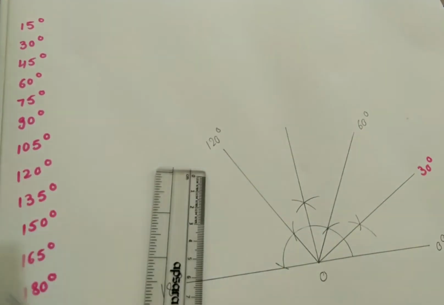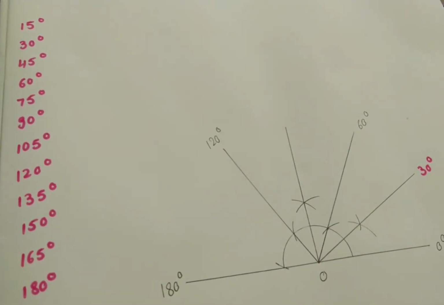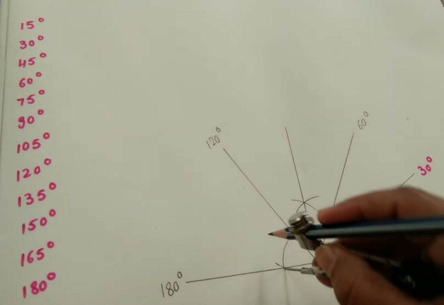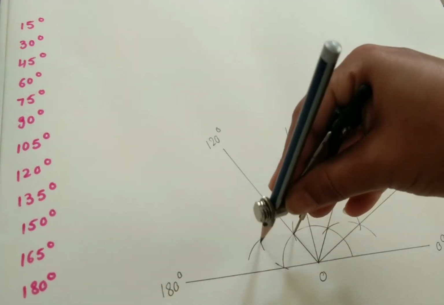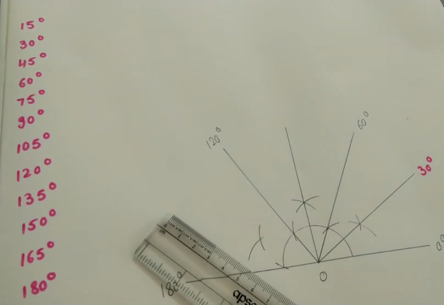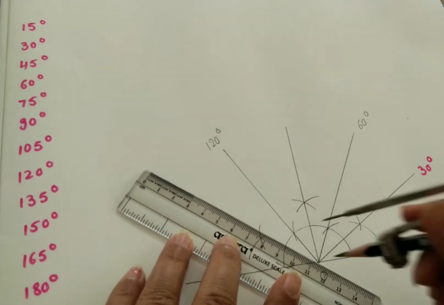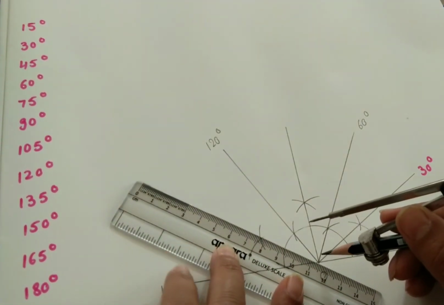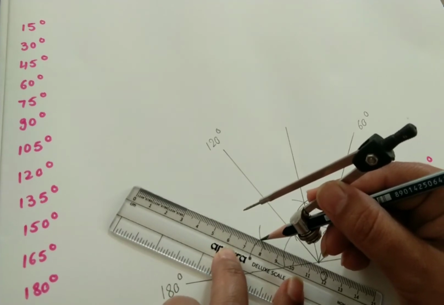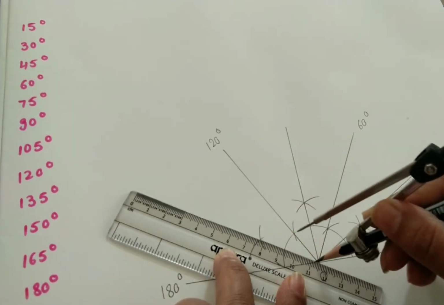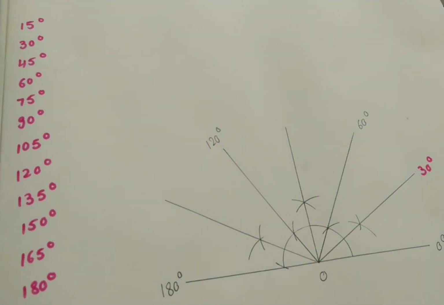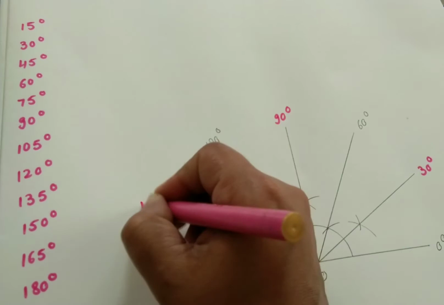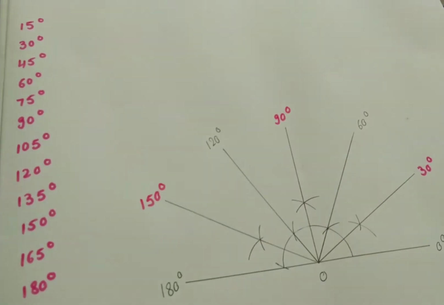Now when we do the bisector of angle 120 degree and 180 degree, we will get 150 degree angle. Like this way you can make an angle of 150 degree. This is our 90 degree and this is our 150 degree.